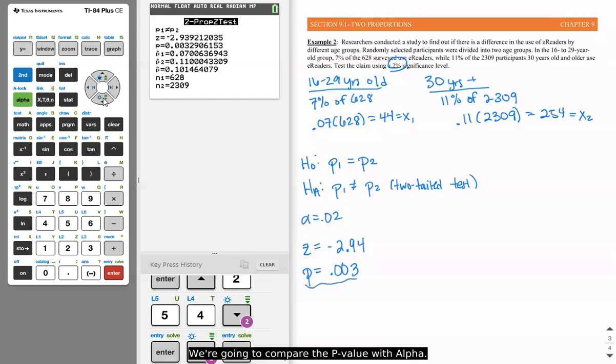So we're going to compare the p-value with alpha. So I take 0.003 with alpha. Now, we did this before with our hypothesis test, but I know it's been a little bit. So we recognize that alpha is larger, and anytime alpha is larger, we are going to reject the null hypothesis. So reject the null hypothesis.